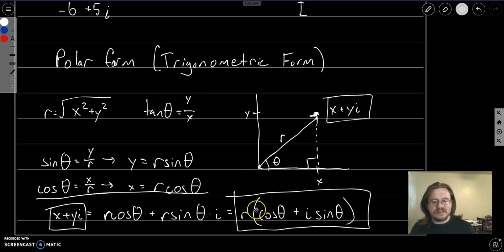Essentially, this gives everything in terms of circles, where you can refer to how far away from the origin you are, and then at what angle you are as you rotate around. So let's go through some examples where we take complex numbers and convert them to polar form and back.